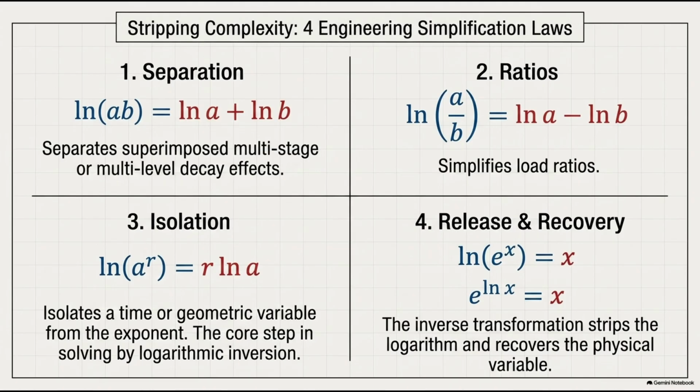For exponential relationships, the natural logarithm serves as the standard inverse tool in civil engineering. 4 key algebraic properties govern logarithmic calculations. Logarithms convert multiplication into addition, division into subtraction, and exponents into simple multipliers. Crucially, taking the natural logarithm of an exponential term frees the exponent so it can be solved directly, while taking the exponential of a logarithm recovers the original physical quantity.